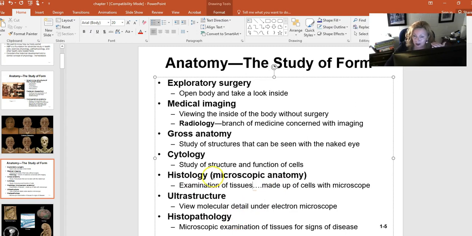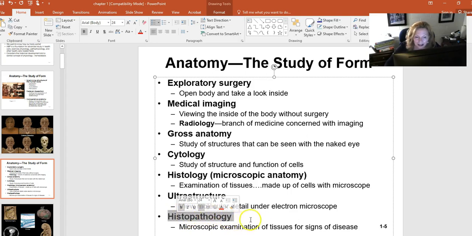Now, a histologist, which is someone who has specialized in being able to diagnose disease at this level, is going to be looking for pathology at this level. So histopathology is actually studying the disease at this tissue level. I broke that word down, didn't I?